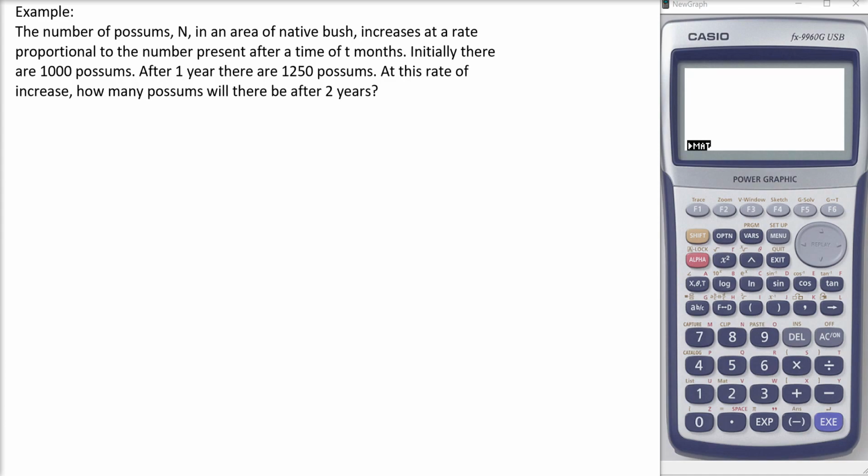Alright, what's our differential equation? dN over dt equals kN. So the rate at which the number of possums is increasing is proportional to the number present. Happy with that? Alright, that's just the differential equation.